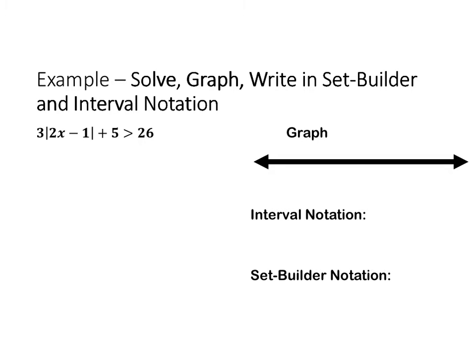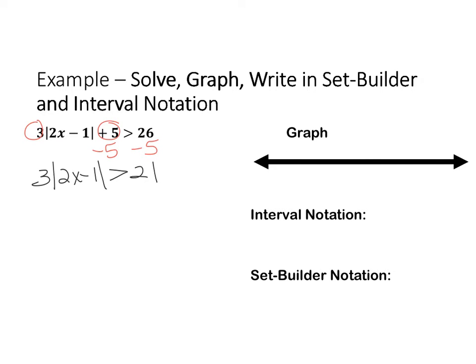This is our second example, and you'll notice that we have this multiplication of 3 and the addition of 5 outside the absolute value bars. And we can't go to step 2, which is write it twice, until we get rid of that. We need the bars by themselves. So I have to get rid of the addition of 5, and that gives me 3 times the absolute value of 2x minus 1 is greater than 21.